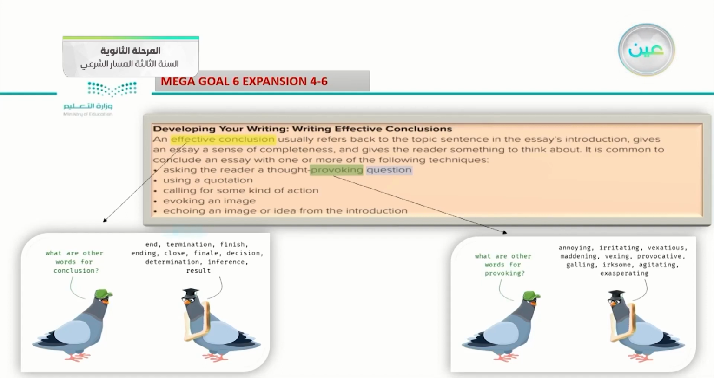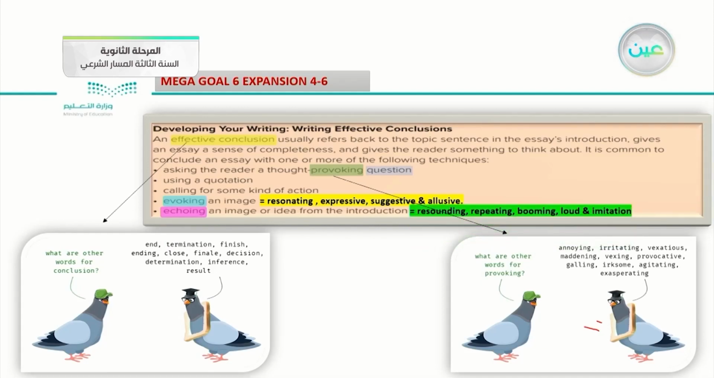And evoking an image. What do you think evoking is? Evoking is resonating, expressive, suggestive, and elusive. So resonating, expressive, and suggestive are equal to evoking in your image in your essay. Echoing an image or idea from the introduction. What do they mean by echoing an image or idea from the introduction? It means resounding, repeating, or imitating your image from your introduction. I hope this is easy for you and gives you a sense of the meaning of effective conclusion, and of provoking a question, evoking and echoing an image from your essay.